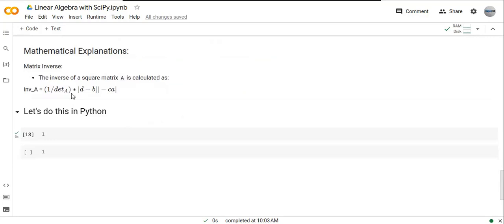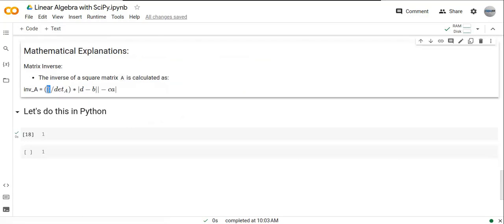So the mathematical formula for finding the inverse of matrix A is we divide 1 by the determinant of A. First of all, we have to find the determinant of matrix A, then multiply it by the adjusted matrix of A. So once we find the determinant of that matrix and we adjust matrix A, we multiply the adjusted matrix by 1 over the determinant of A.